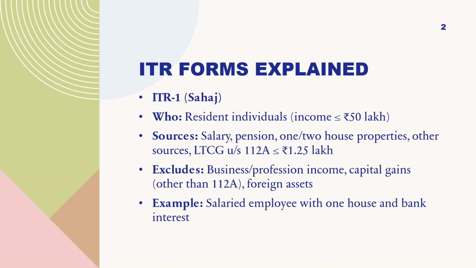And the following are excluded from filing ITR 1, which is Sahaj. The exclusions are business and professional income, capital gains, and foreign assets. If you have income from these sources, you can't file ITR 1. Example, if you are a salaried employee with one house and bank interest, then you can file ITR 1.